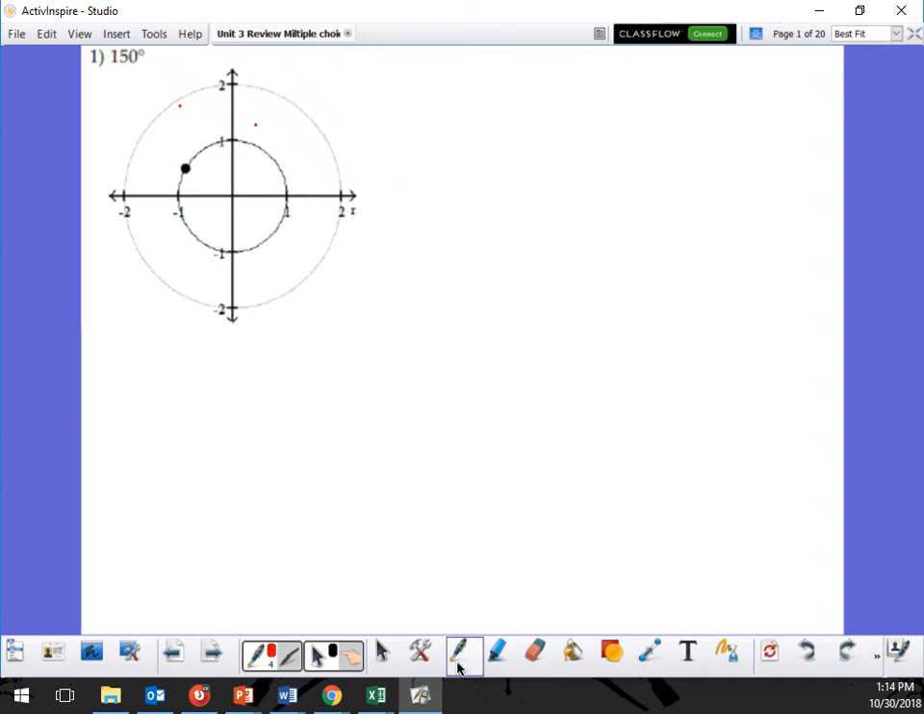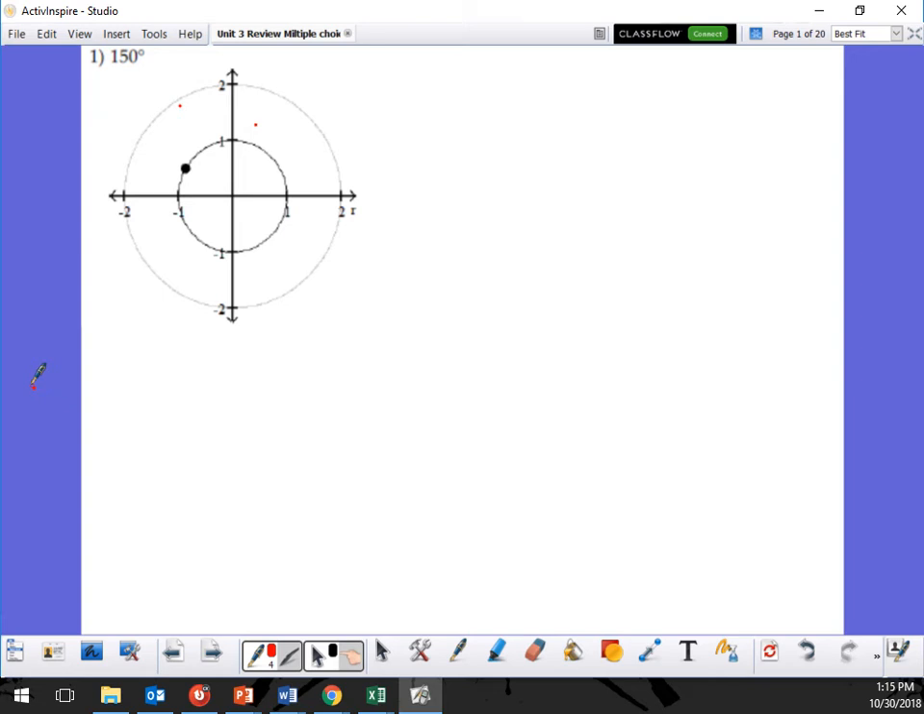Alright, on this review, this is the trigonometry test review for Unit 3. So I do not have more copies. I've gone through an extra 20, and it's funny because I only have 40 students. So I printed off way too many, and all the rest are already gone.